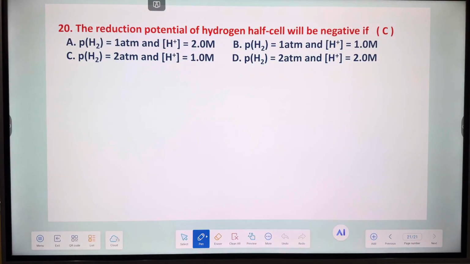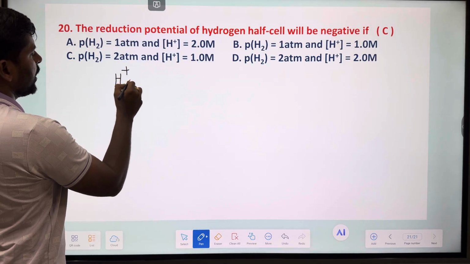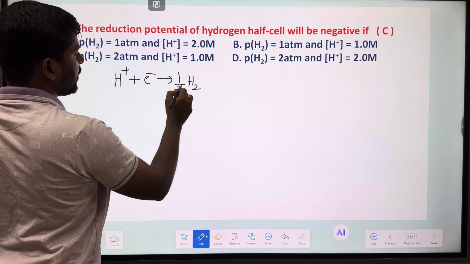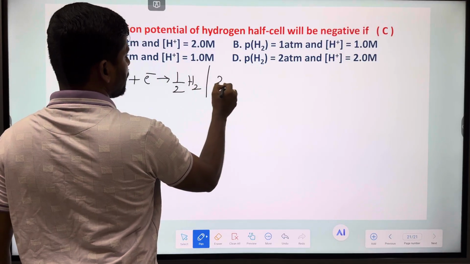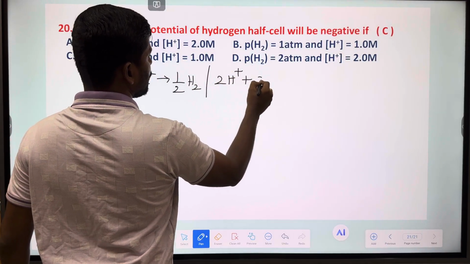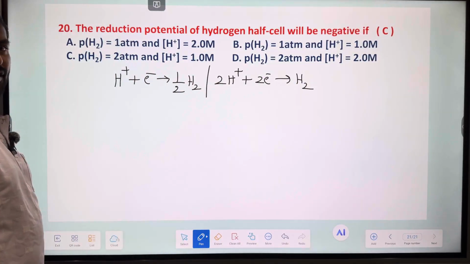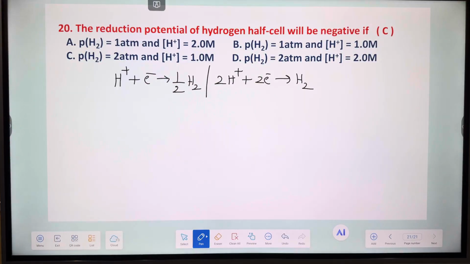Last one: the reduction potential of the hydrogen electrode will be negative if... when may we get the reduction potential of the hydrogen electrode negative? If you write the reduction reaction of the hydrogen electrode, H plus plus electron gives rise to half H2. You may take this one or this one, and both are the same, and I told you electrode potential is an intensive property, so you may calculate for this or this, you will get the same.